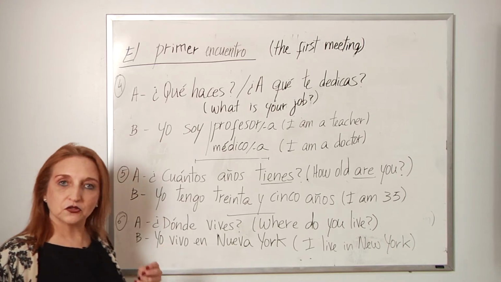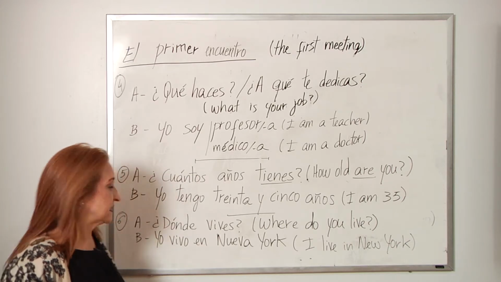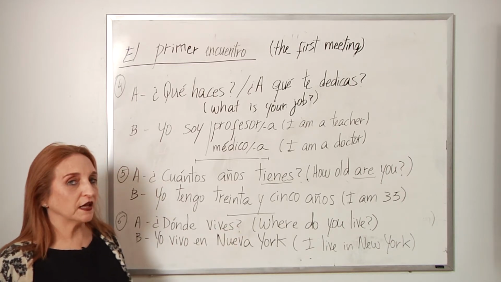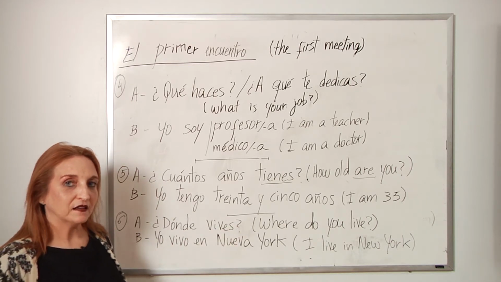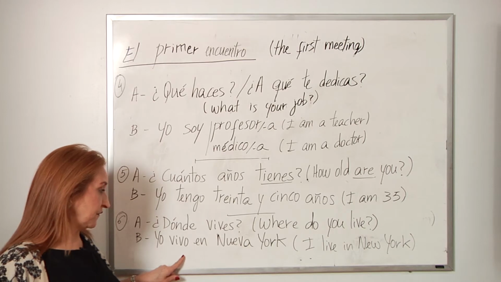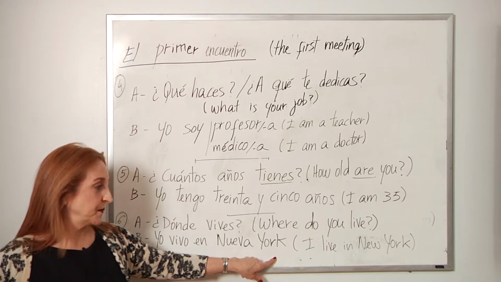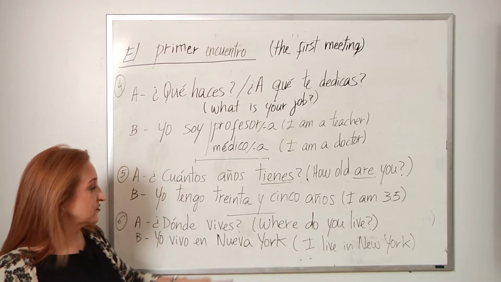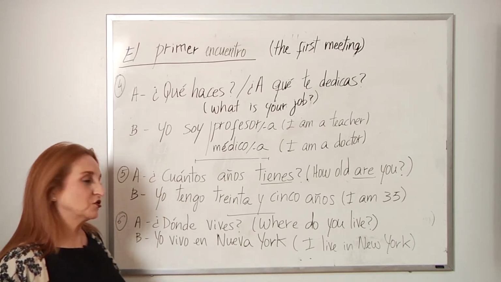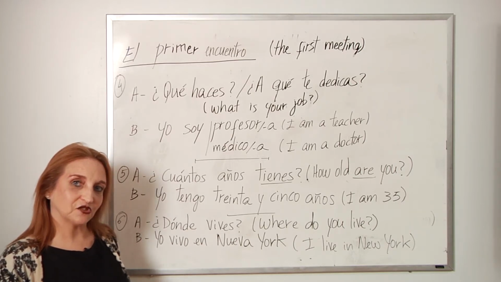Another question. Okay, you know a lot about this person, but you are interested where this person lives. ¿Dónde vives? Means where do you live? And she or he can say yo, I, vivo, live in Nueva York. I live in New York. It's very interesting because New York in Spanish is Nueva York.